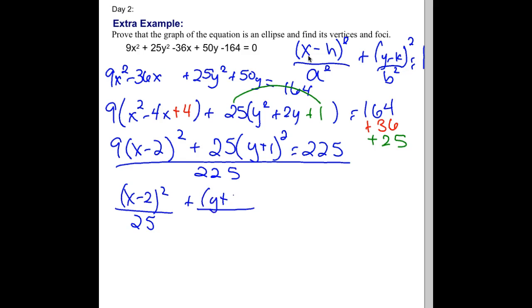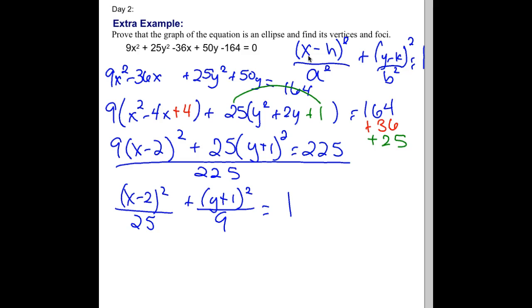So what do I do on the next piece? 25 goes into 225 9 times. And on the end, 225 divided by 225 is just 1. So does it look like an ellipse now? Yes.